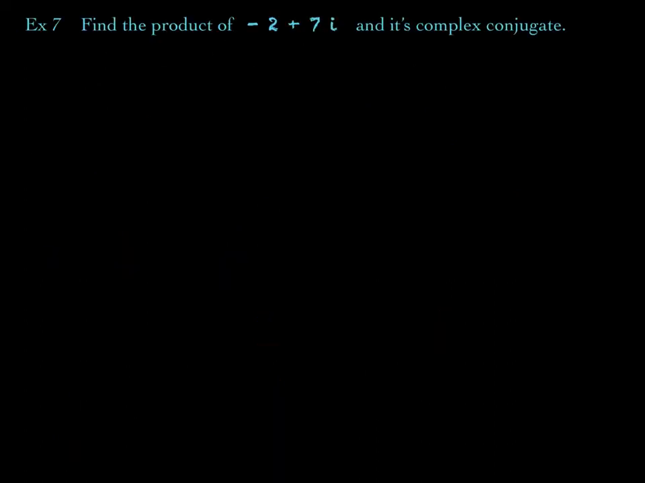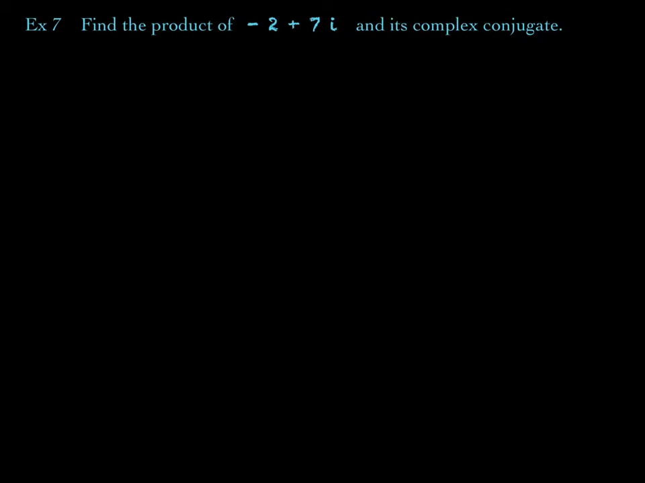All right, now we're going to move to division. But before we talk about division of complex numbers, there's a very, very, very important concept we need to talk about. Find the product of, so we need to multiply, negative 2 plus 7i and its complex conjugate. Anyway, negative 2 plus 7i and its complex conjugate.